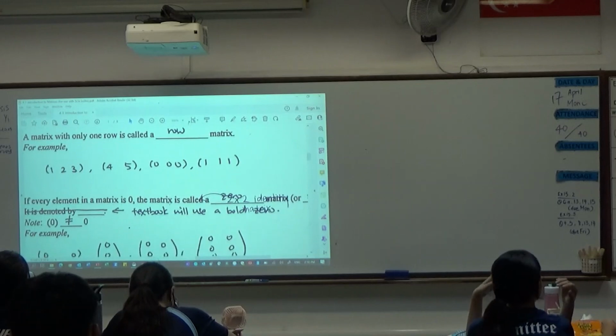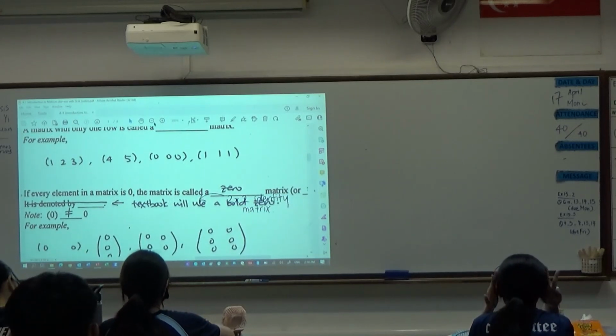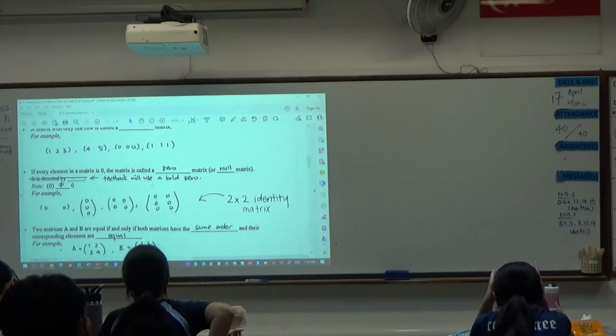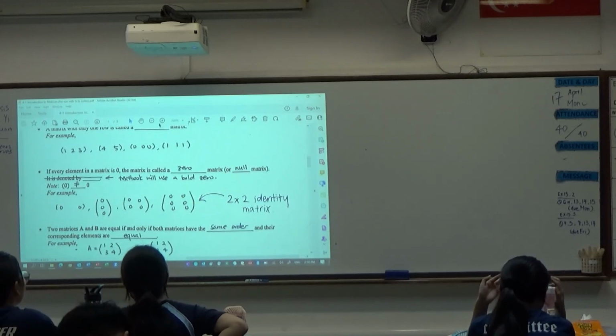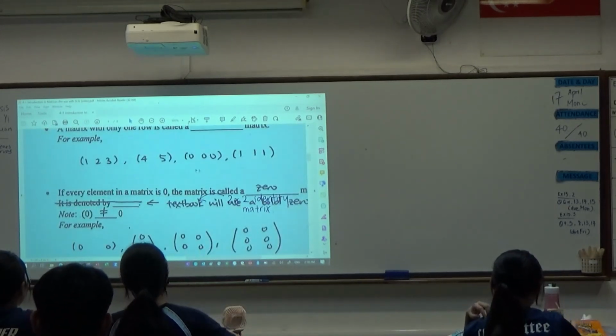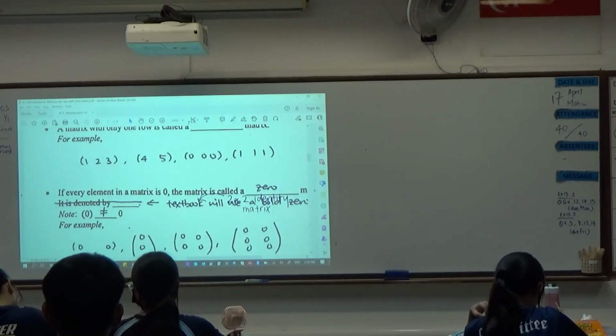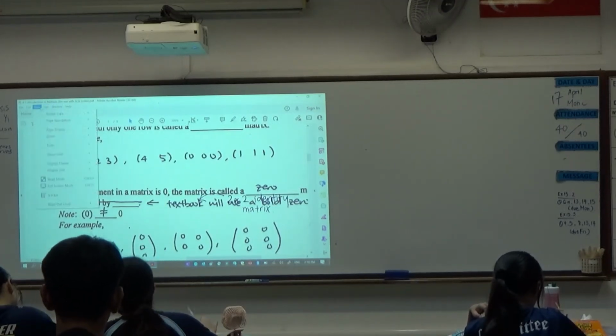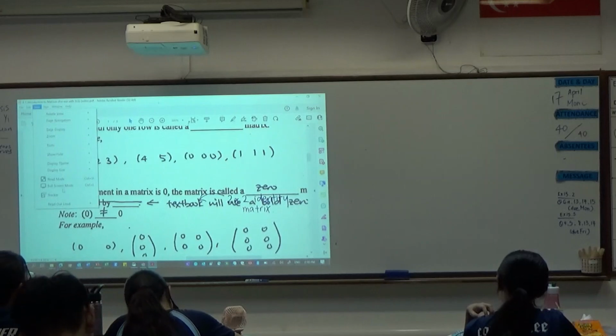Next thing is about this thing called zero matrix. I realized in my editing of the worksheet, I forgot to cancel out one line. So let me just make this full screen.